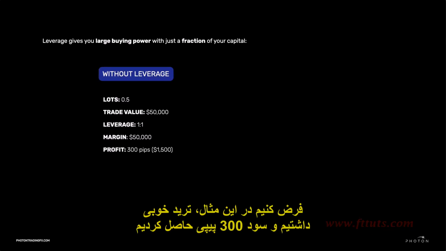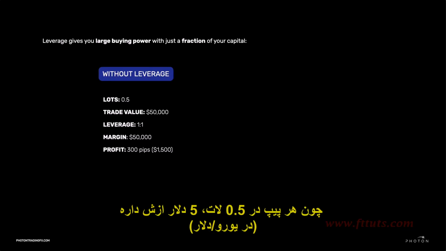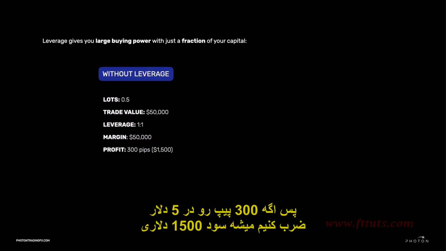So in this example, let's say you have a great trade and you make a 300 pip profit, which equates to $1,500, because 0.5 lots is worth $5 a pip on euro-dollar. So 300 pips multiplied by $5 gives you your $1,500 profit.